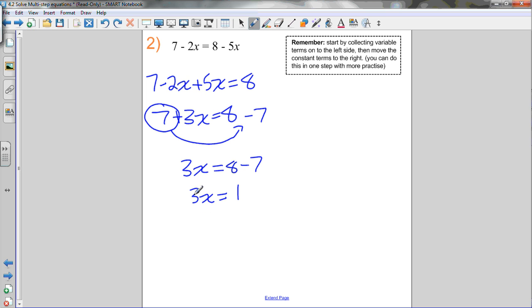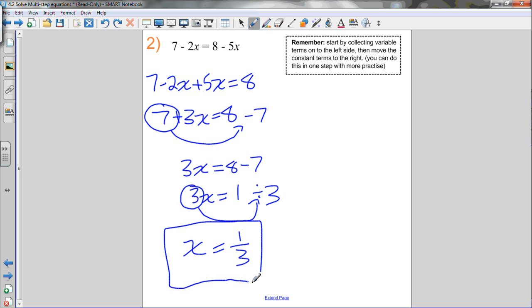Now I want to actually isolate the variable. So I need to divide this 3 to the other side, because right now I have 3 times x. The opposite of multiplying by 3 is dividing by 3. So to bring this to the other side, I must divide by 3. So I have x equals 1 over 3. And leave your answer as a fraction, 1 over 3, that's in simplest form. So our solution to this equation is 1 over 3.